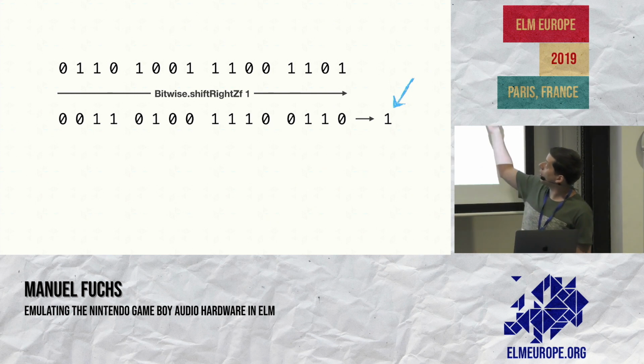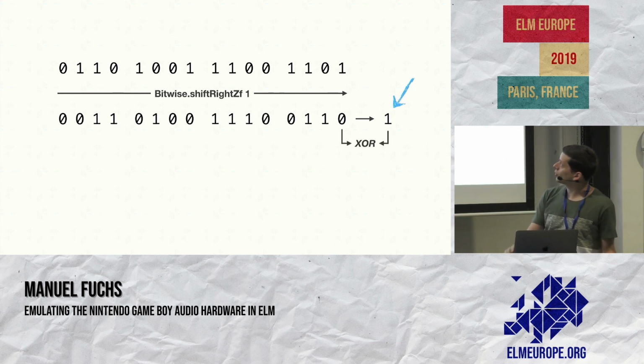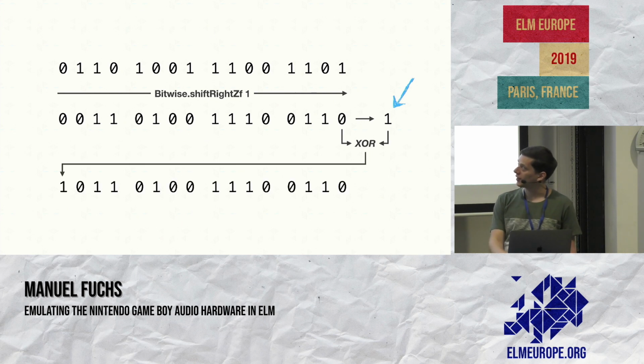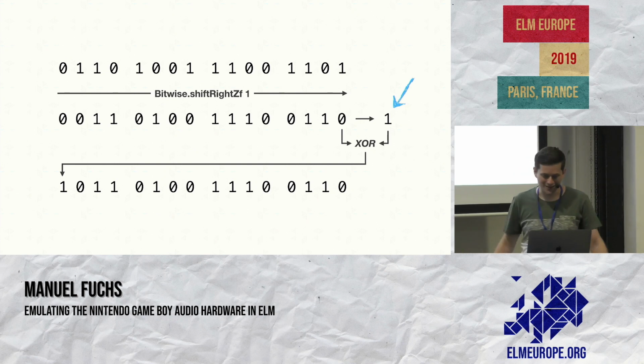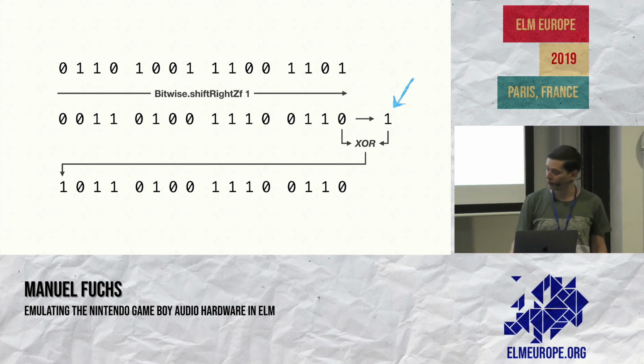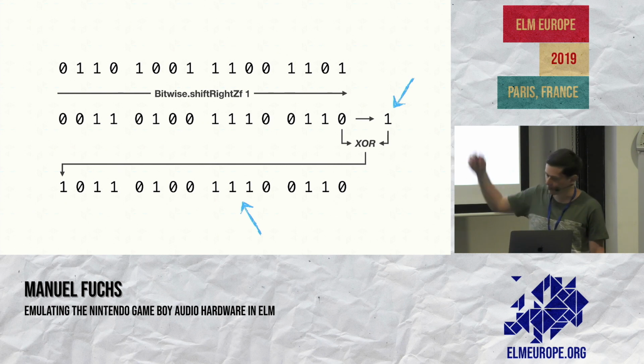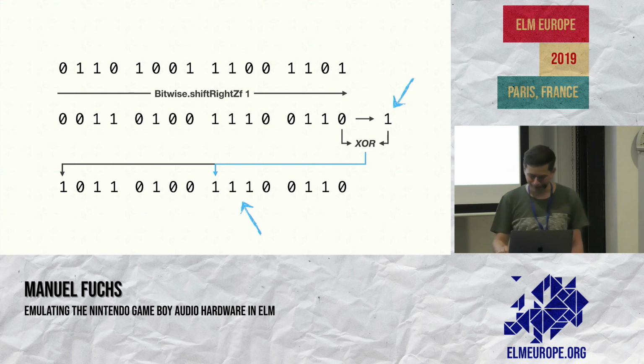So we take our 1 and the next value, the 0, combine them, and write the resulting value at the most significant bit here. So it feeds back into itself, and that's why it sounds the way it sounds. And for 7-bit mode, we write it to bit 7 instead.